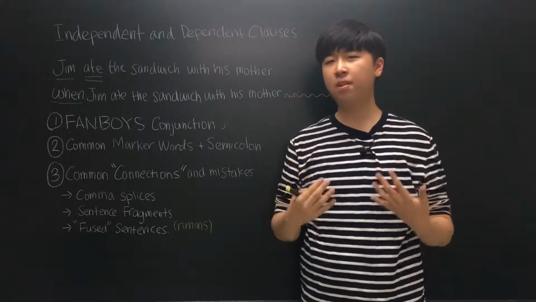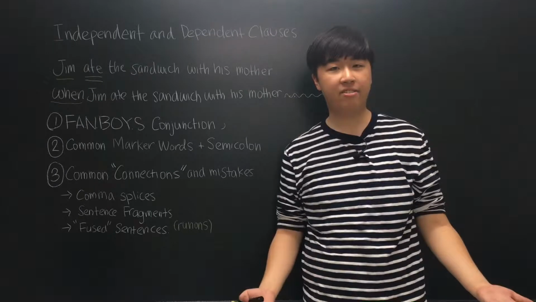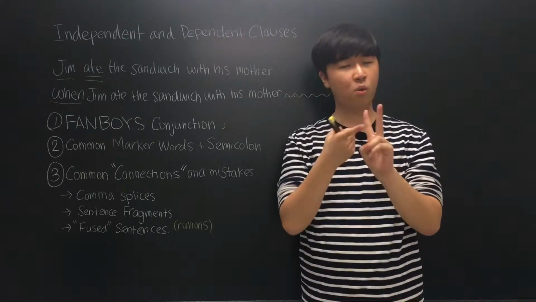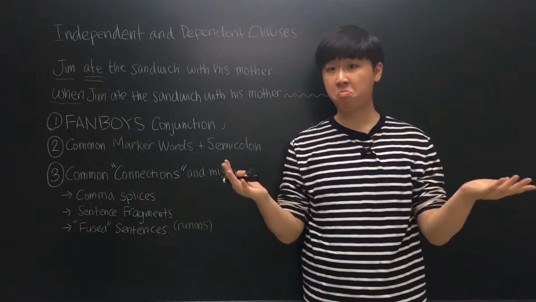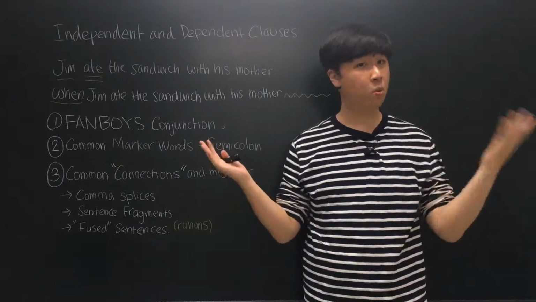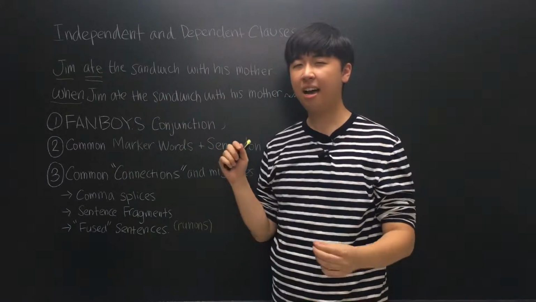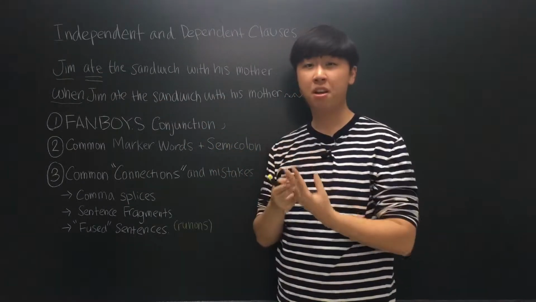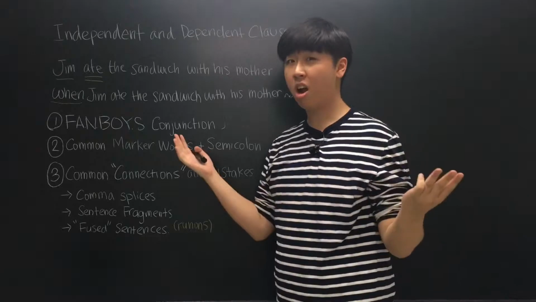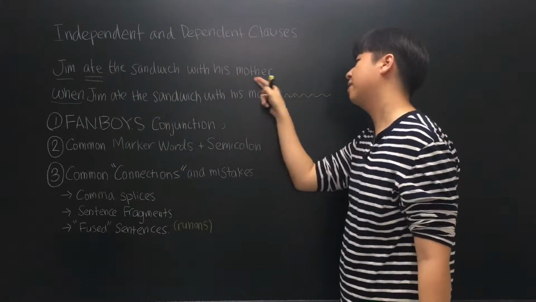So a very commonly tested concept on the SAT is, can you identify an independent clause or a dependent clause? So let me tell you, what are independent clauses? What are dependent clauses? An independent clause is a clause that has a subject and a verb and completes a full thought. Our first example here being, Jim ate the sandwiches with his mother.